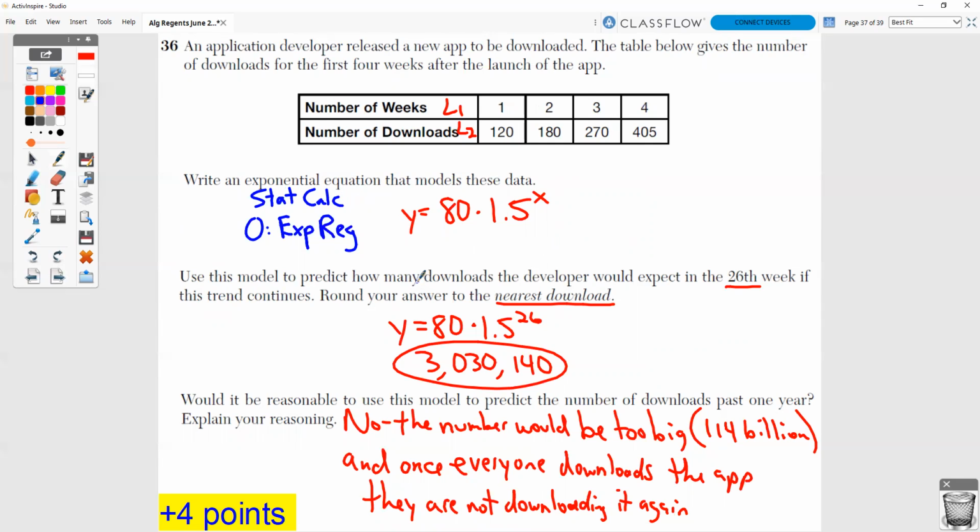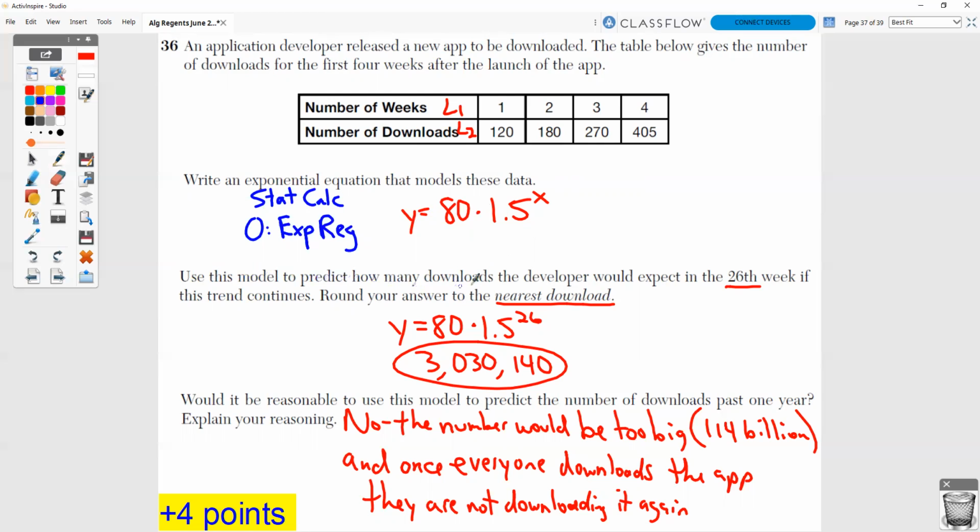So type the numbers into your L1 and into your L2. Stat, calc, exponential regression, which is 0. So you get y equals, or you could say f of x equals 80 times 1.5 to the x power. 80 was your a value on your calculator, and 1.5 was your b value.